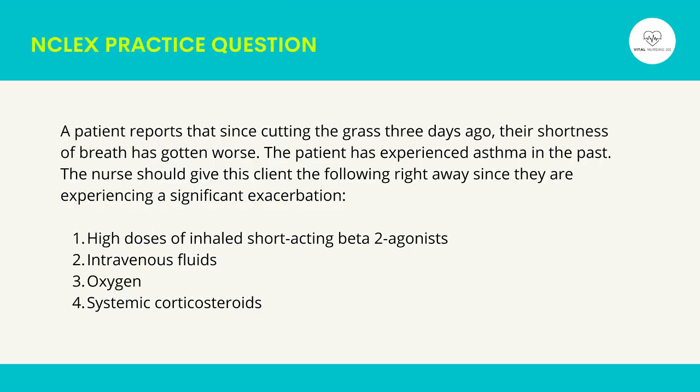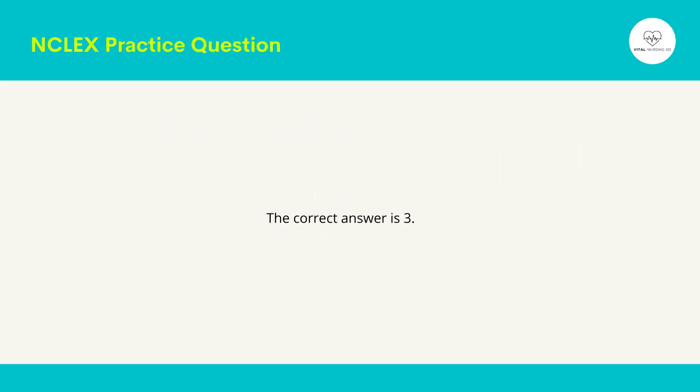Let's go back to that question we had in the beginning of the video. A patient reports that since cutting the grass 3 days ago, their shortness of breath has gotten worse. The patient has experienced asthma in the past. The nurse should give this client the following right away since they are experiencing a significant exacerbation. High doses of inhaled short-acting beta-2 agonists, intravenous fluids, oxygen, systemic corticosteroids. The correct answer is oxygen.